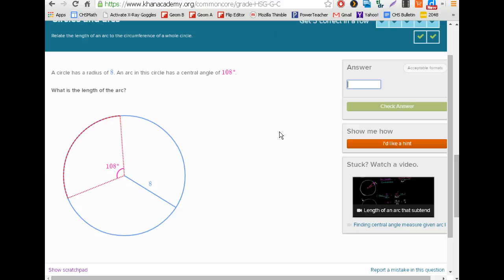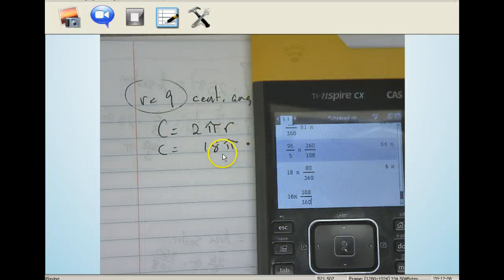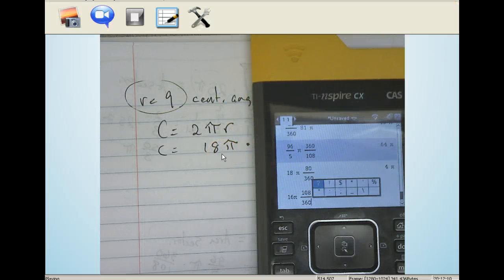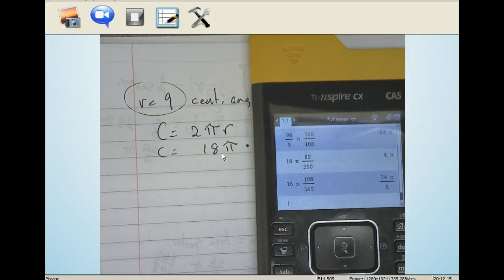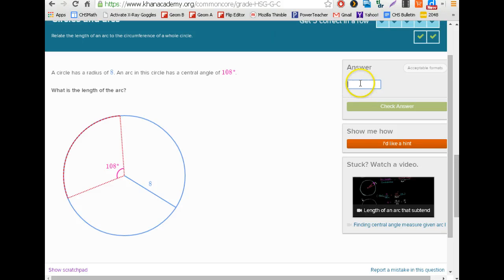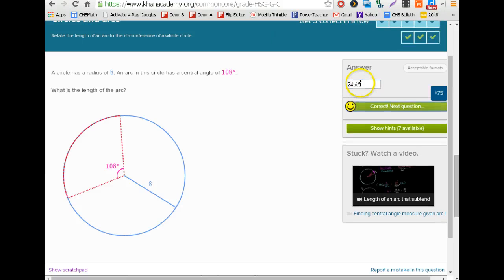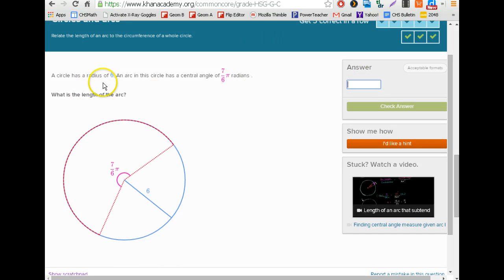Was that the angle measure? Yeah, the central angle is 108 over 360. So I get 24 pi over 5. See how these are done? Now a radius of 6. What does that tell me the length of the circumference is? 2 times pi times r, so 12 pi.